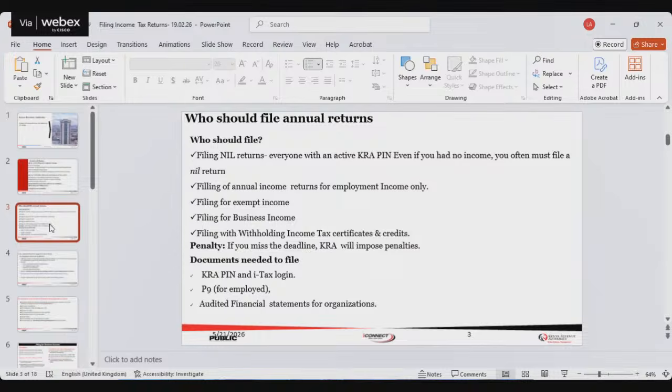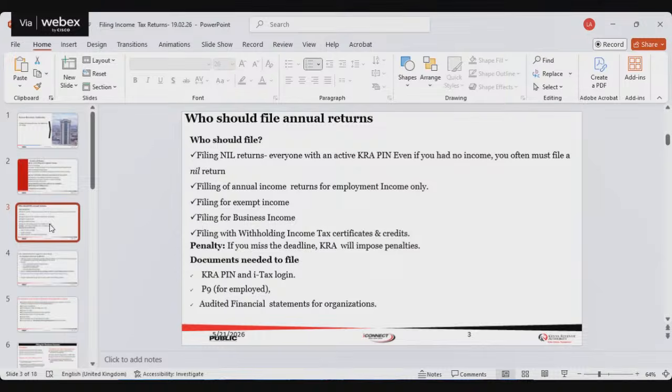So what do you need in order to be able to file? If the income that you have received is employment income, then you only need a P9. So a P9 normally is a summary of your pay slip. Whenever you are in employment, you will receive an income called employment income. And every month, the employer is supposed to give you a payslip. Then at the end of the year, they are supposed to give you a P9, which is a summary of whatever you have been paid throughout the year. So the P9 will have the gross salary and the taxes that were deducted from you, and that is what you'll be using to file your return.